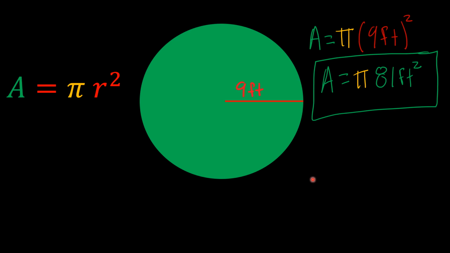Now, we can always multiply the pi times 81 and get a decimal answer, but leaving it in this form is actually more accurate.